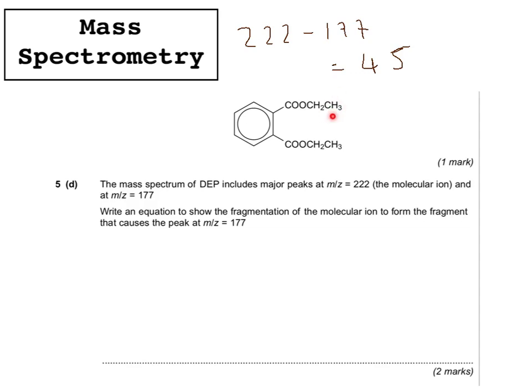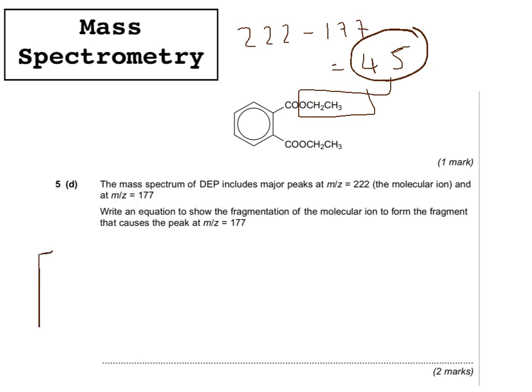So a methyl group weighs 15, so that's not 45. Add a CH2 group, so that's 15 plus 14, that's 29, that's not 45. Add the oxygen as well, add 16 to the 29, and that does equal 45. So this 45 corresponds to this bit of the molecule here. And so what you'll get left with is just this C double bond O, which is an acylium ion essentially.